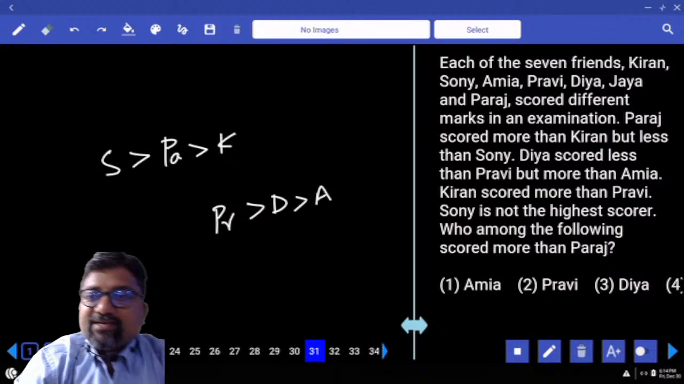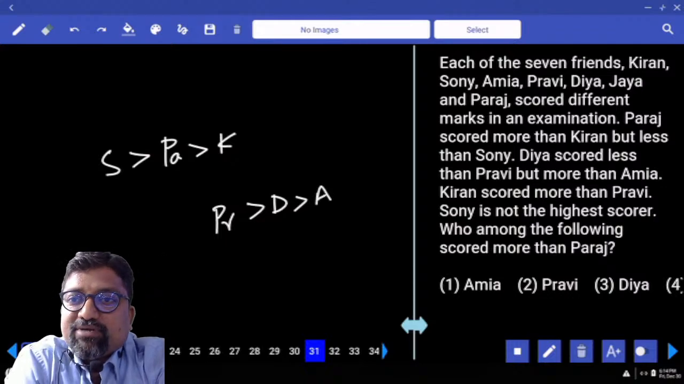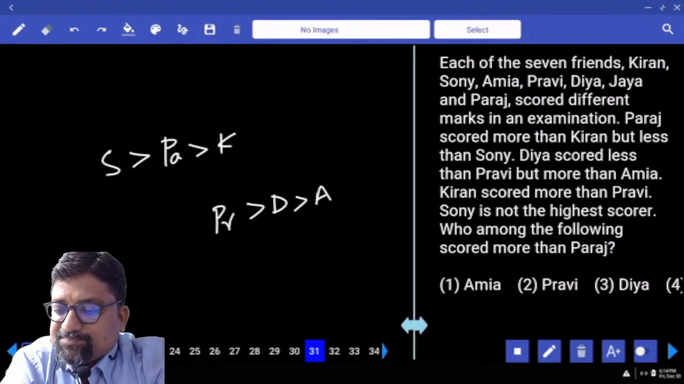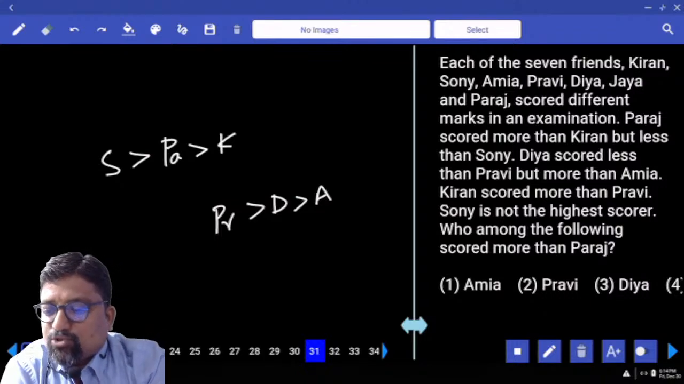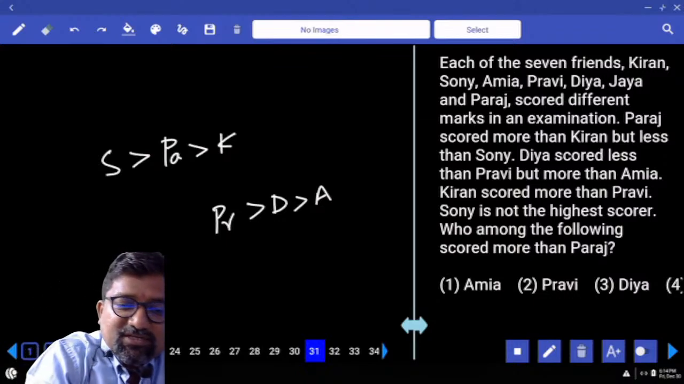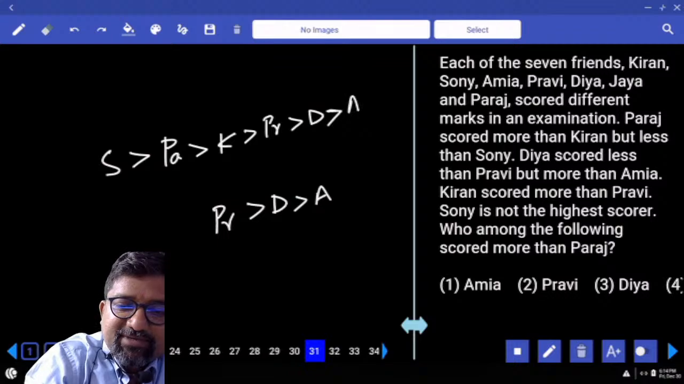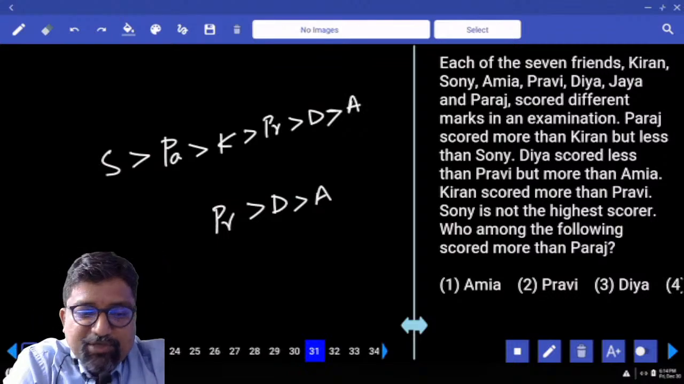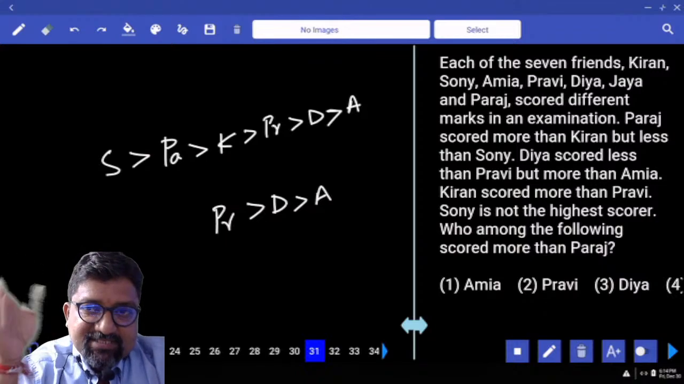So this is A. Who is he talking about? He is talking about the first person. Who is the first person? D. Next, Kiran scored more marks than Pravi. So after Kiran it is Pravi and Diya. The next is Amya. Next, Soni did not score the highest. Total number of people is 7.